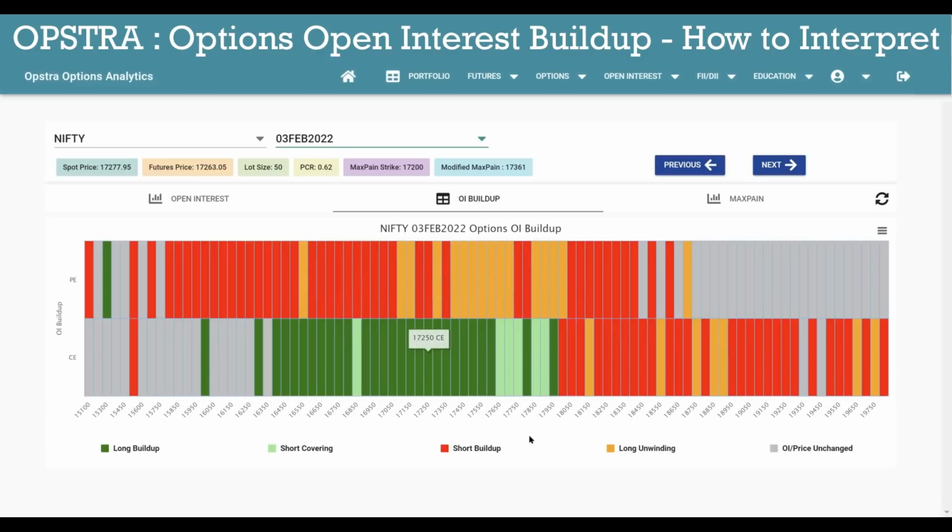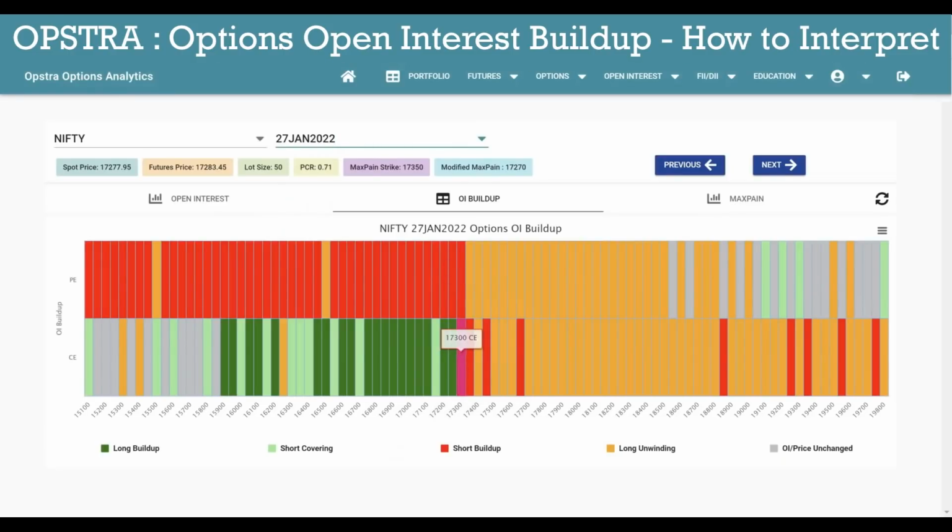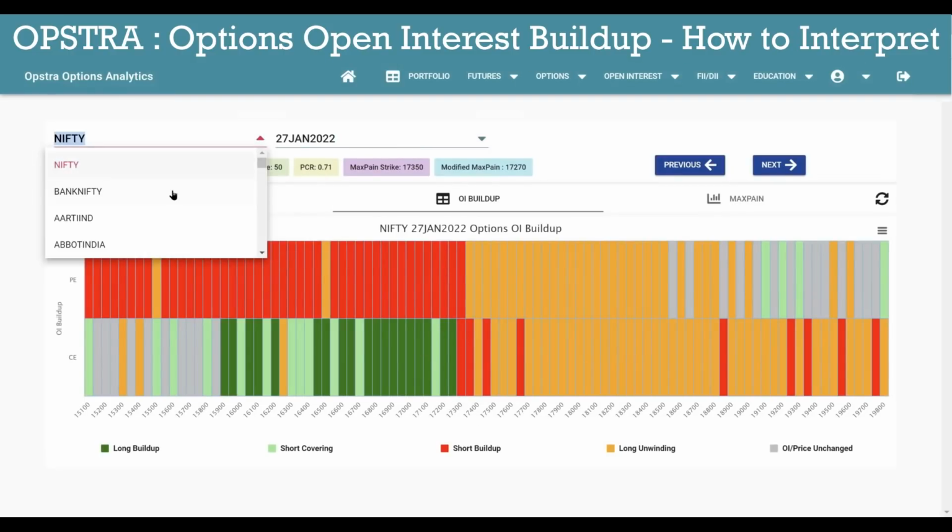So right now the interpretation is that it is slightly bullish for 3rd February expiry, but it's not the same for 27 Jan expiry. It's only bullish up to here. So that's how you have to interpret the open interest. Now what is happening in the bank nifty?